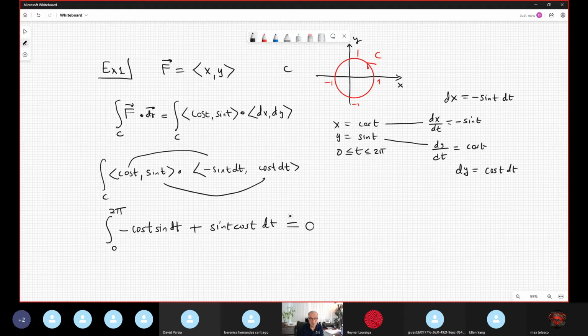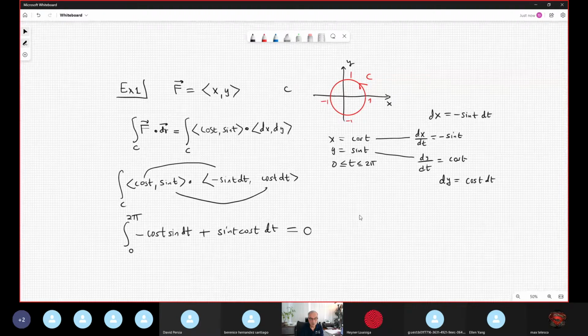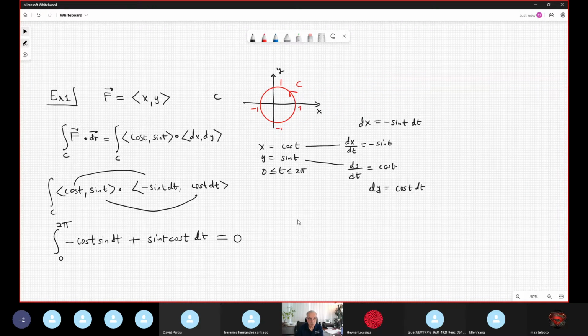So what's the meaning physically? The circulation is 0. Well, first of all, the vector field, let me try to do my best. You remember last class, this vector field looks like that, completely radial. Do you remember the source, because the divergence is 2.